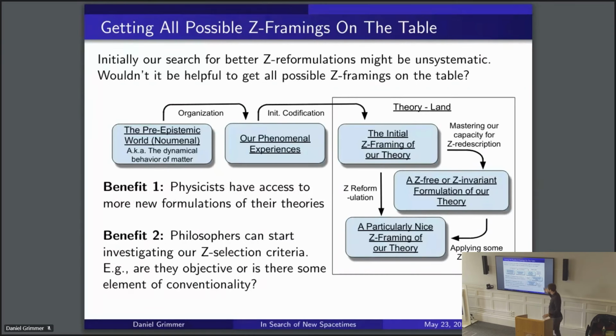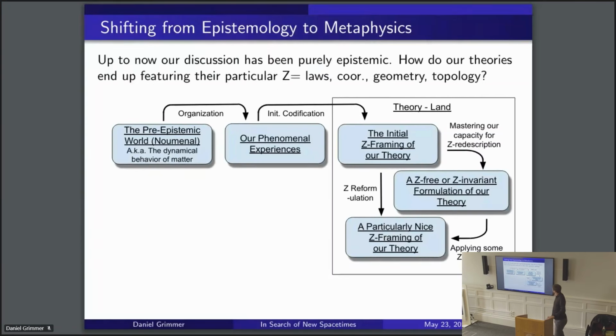And the benefits are physicists have access to new formulations of their theories, and philosophers are really going to care about this Z selection criteria. Are they objective? Are they conventional? Something like that. But again, I'm trying to get the options on the table first, and then we can really start to have well-structured discussions about that. Okay, so those were the first two benefits, moving from epistemology to metaphysics.